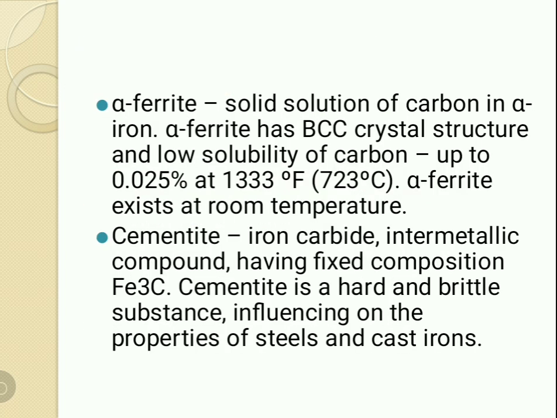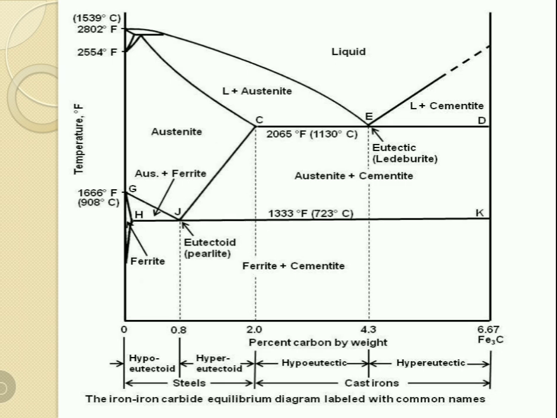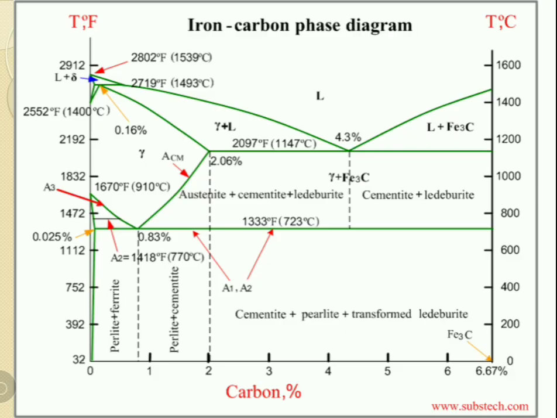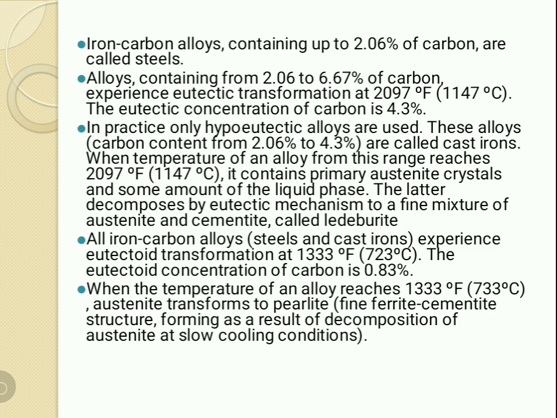Now if we go to this diagram, from here we can see 4.3%, it is a combination of austenite and cementite, and it is called the ledeburite phase. Now all iron carbon alloys experience eutectoid transformation at 723 degrees Celsius. The eutectoid concentration is 0.83.